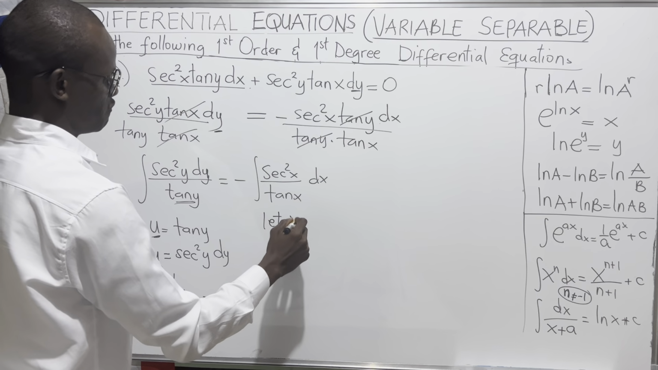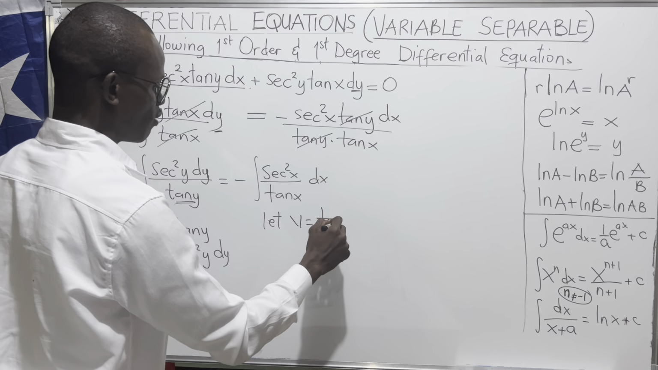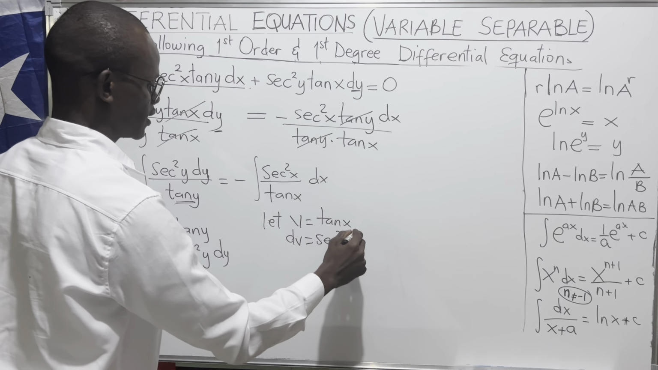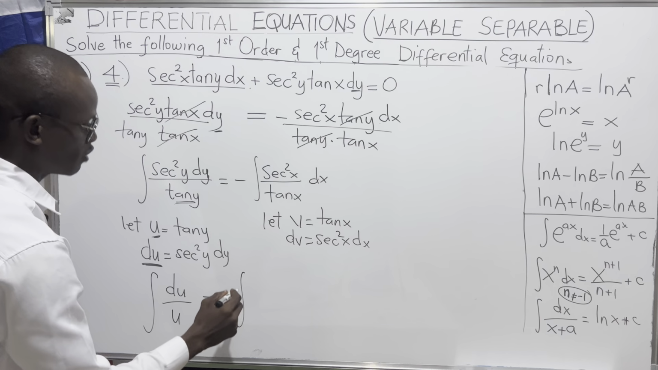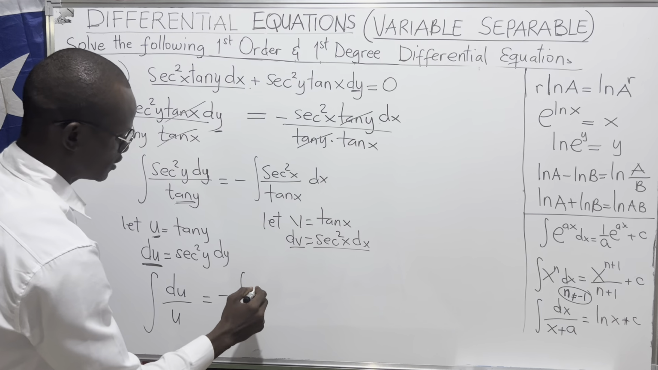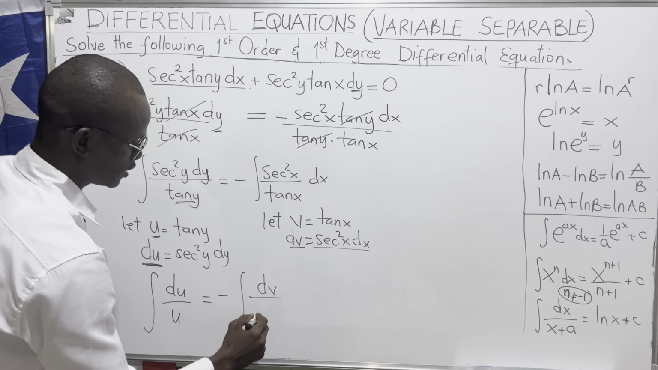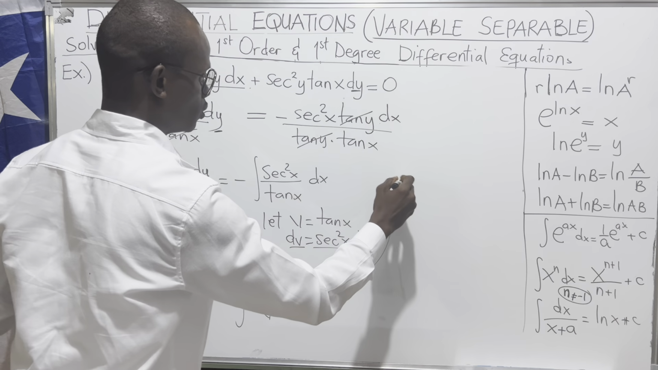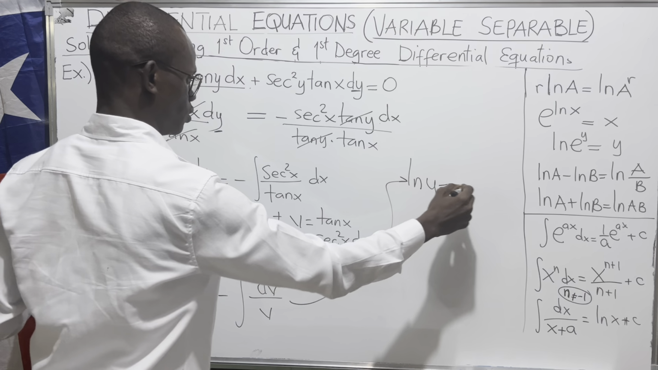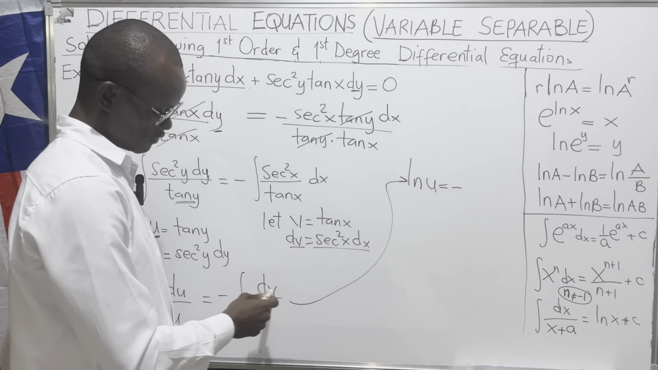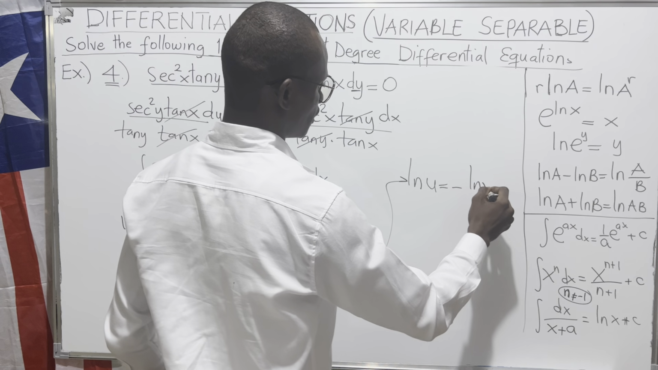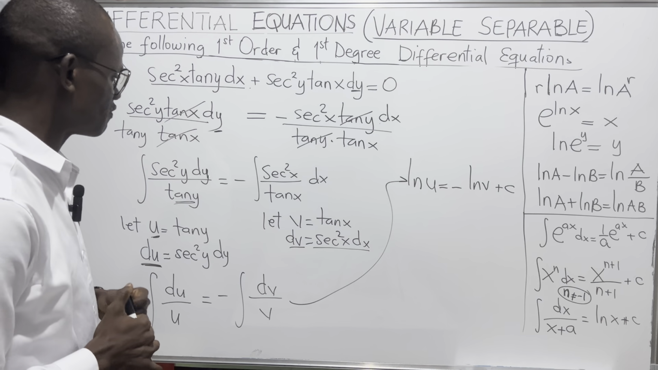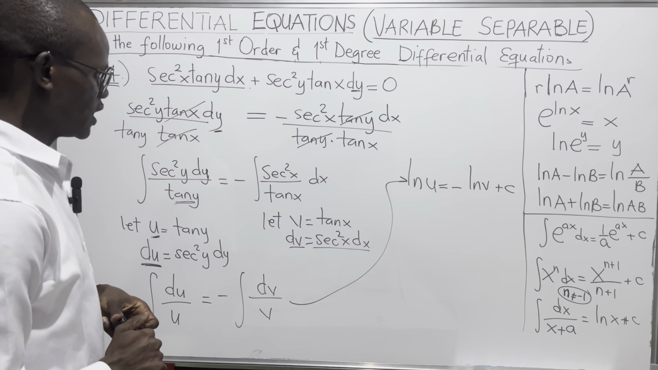We say let v equal tangent of x, and then dv equals secant square x dx, right? So now we will have the integral of dv over v. So the integral of du over u is equal to the ln of u, and the integral of dv over v is equal to the ln of v plus c. Remember we are to solve for y, because y is the name of the function.